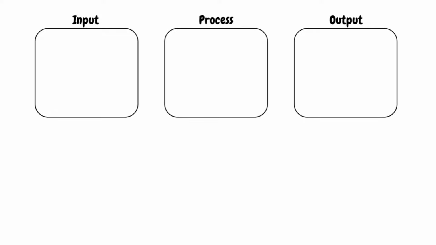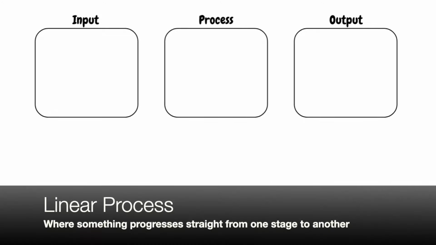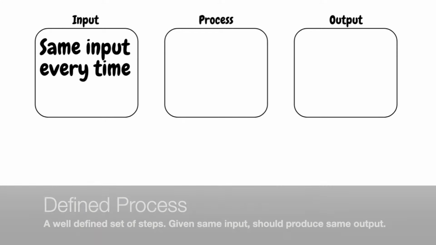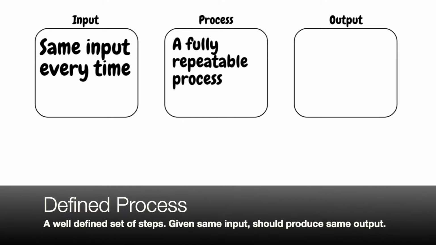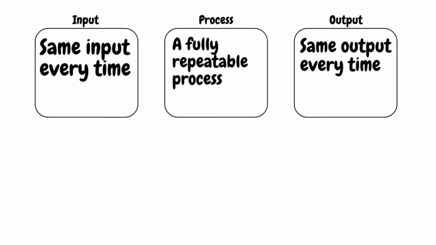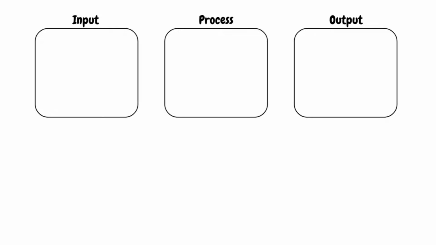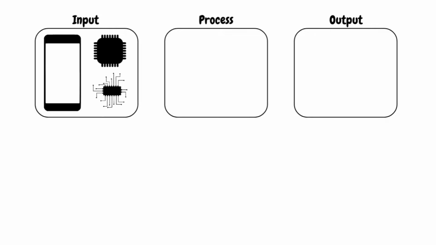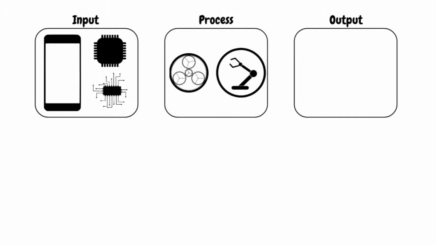So why do we want to move away from Waterfall? Well, Waterfall leans towards linear or defined process control theory, which means it needs the same input every time and a fully repeatable process for that input to be able to give the same output every time. That makes Waterfall work really well for manufacturing lines. So in the case of a smartphone, we'll have the same parts go through exactly the same build process every single time. They'll be built in the same way to provide the same output. So every time the same smartphone will come out the end of that manufacturing line.